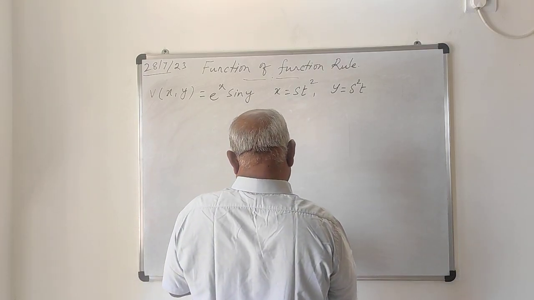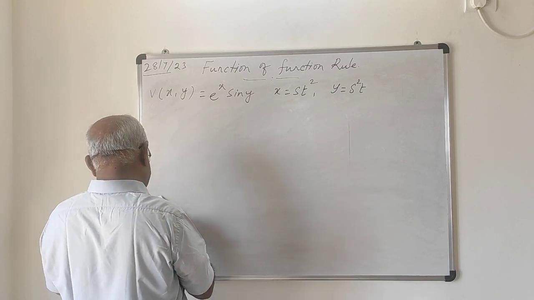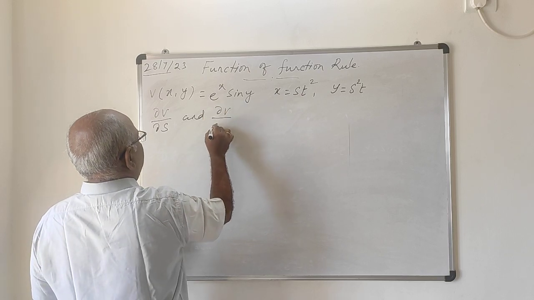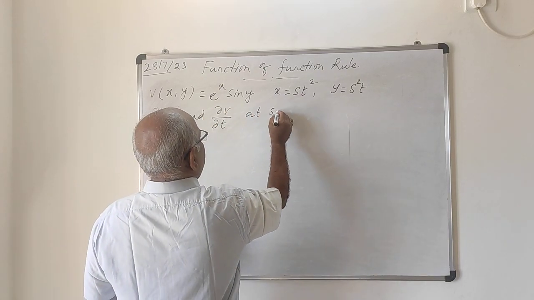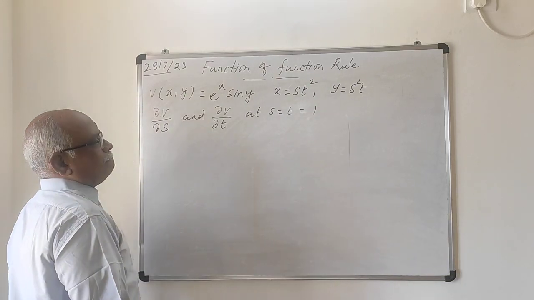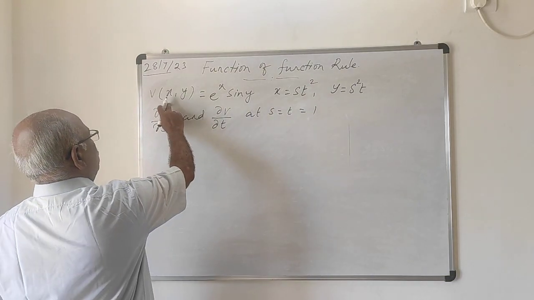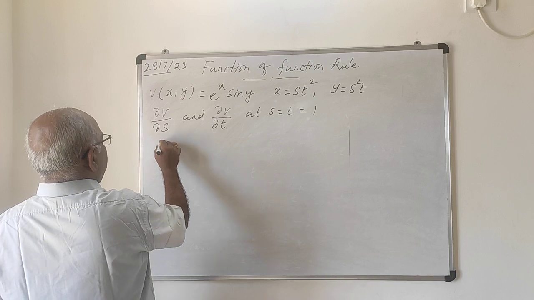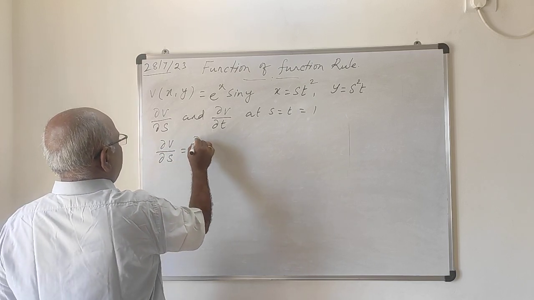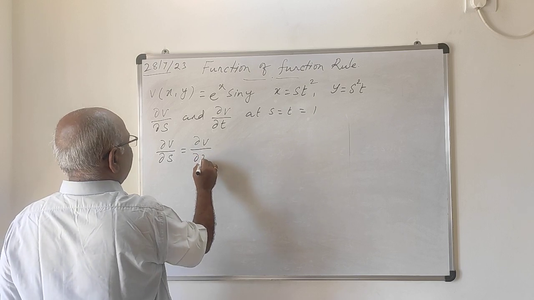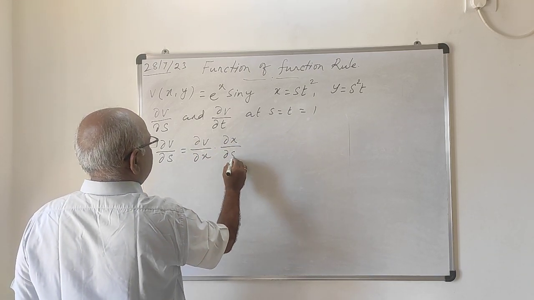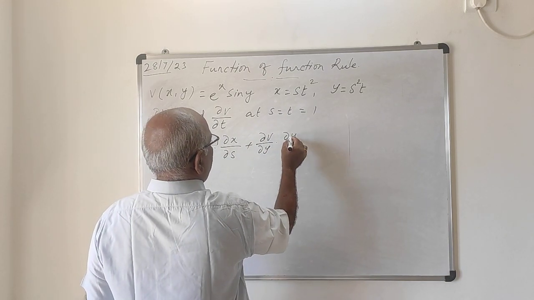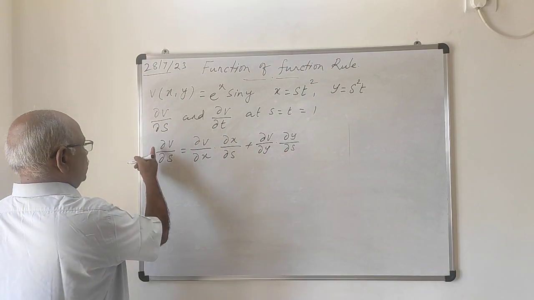We have to find dou v by dou s and dou v by dou t at s equal to t equal to 1. That's our problem. In this case, v is a function of two variables, and those variables are again functions of two variables. Therefore dou v by dou s equals dou v by dou x into dou x by dou s plus dou v by dou y into dou y by dou s. This is dou v by dou s.